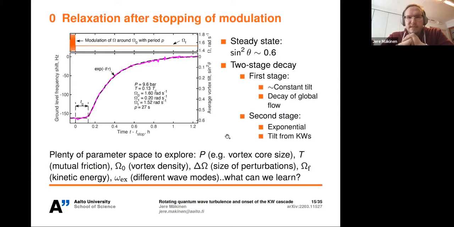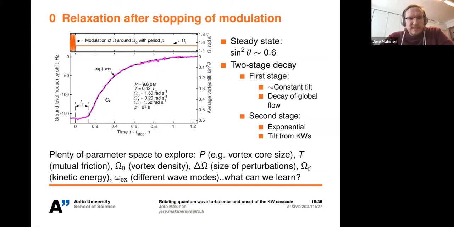All right, so let's take a look at how the data looks when we stop the modulation. First of all, if we convert this to the vortex tilt angle, one can immediately see that this value during the steady state is reasonably large. This corresponds to something like 55 degrees, if I remember correctly, in the average tilt angle of the vortices. So this is not like a linear tilt in each vortex, but rather a tilt caused by something like Kelvin waves.